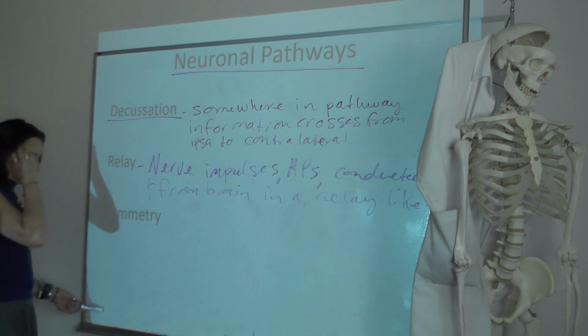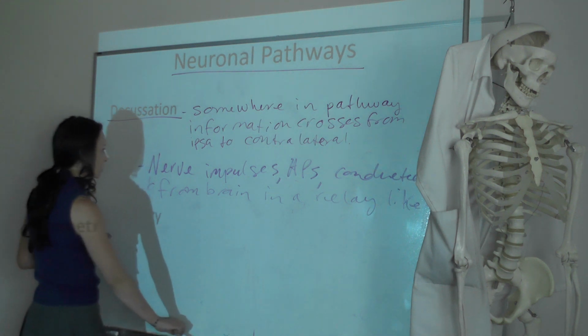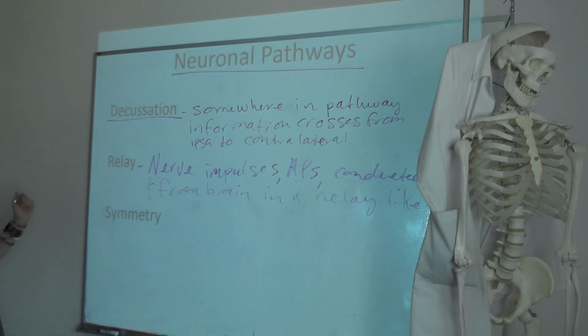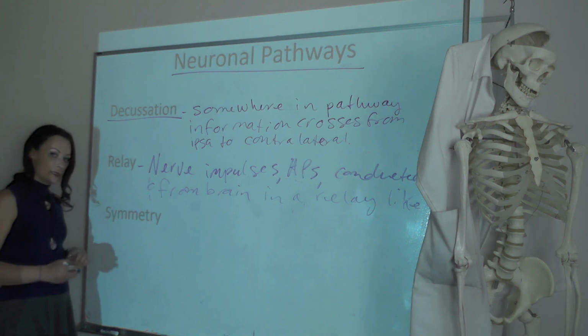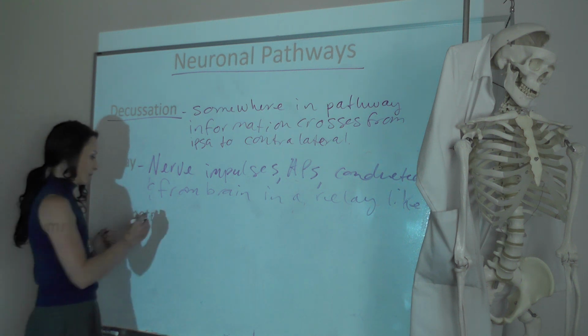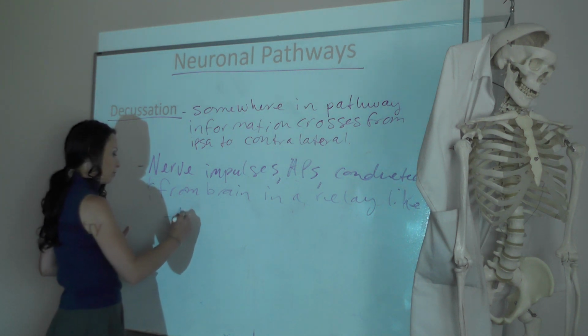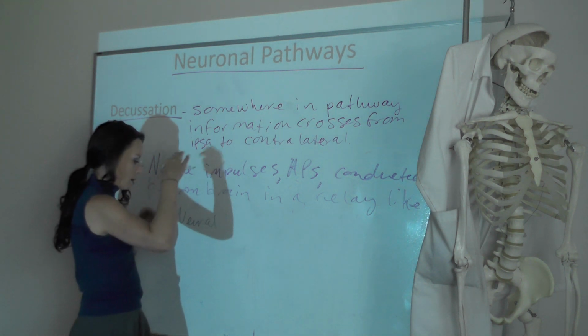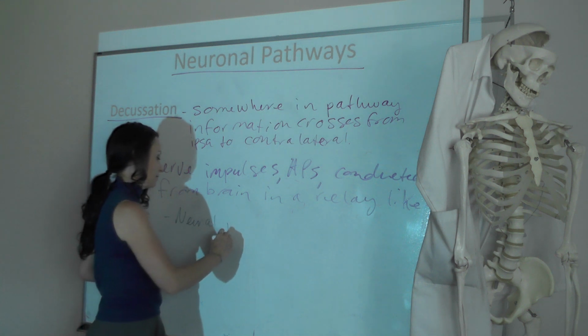And then the last thing to be aware of is that we display symmetry. So if we have a neuronal pathway on the left side of the body, there's a symmetric neuronal pathway on the right side of the body. So we'll say neural pathways are symmetrically mapped on left and right sides of the body.